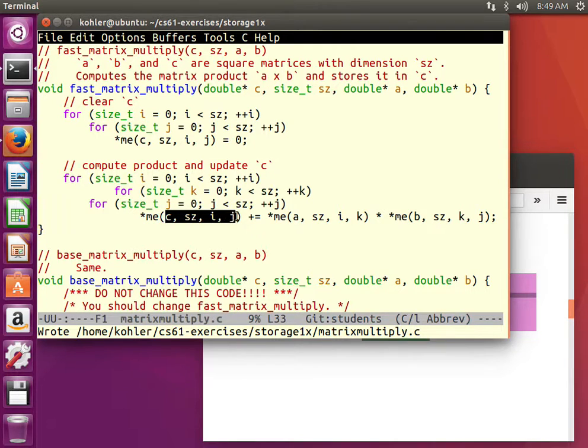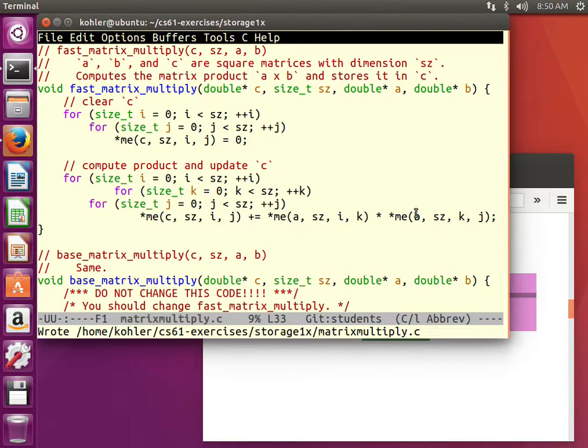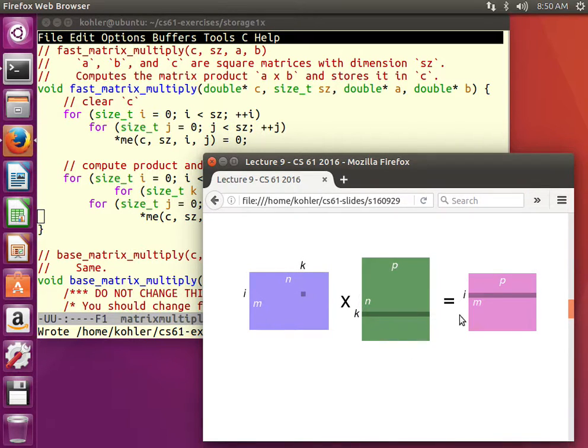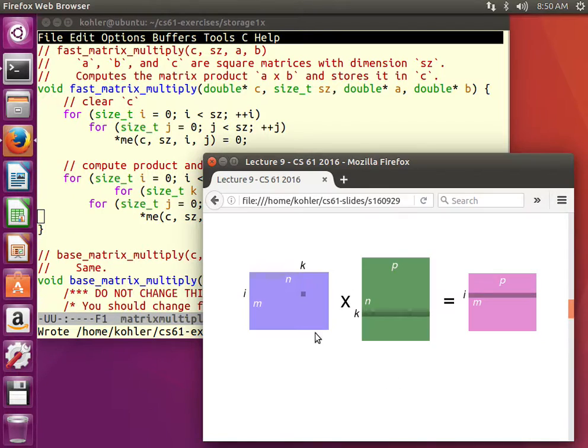C uses j as a column, so we're going to access an entire row in C. B uses j as a column, so we're going to access an entire row in B. A doesn't access j at all, so we're going to access a single point in A. Okay, so now, rather than a horizontal line and a vertical line, we're accessing two horizontal lines.